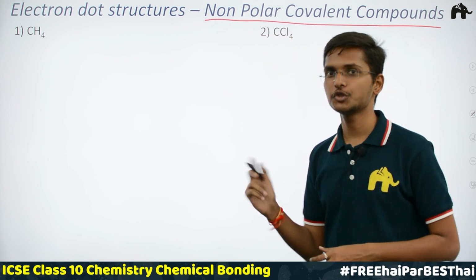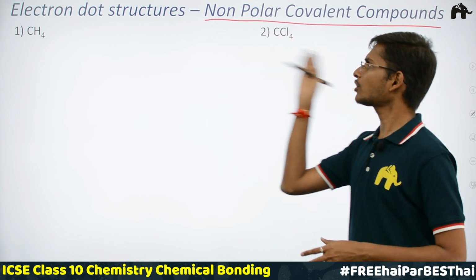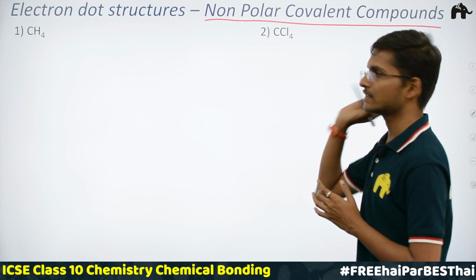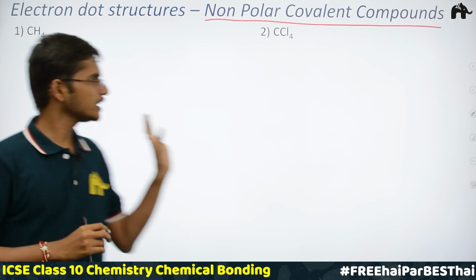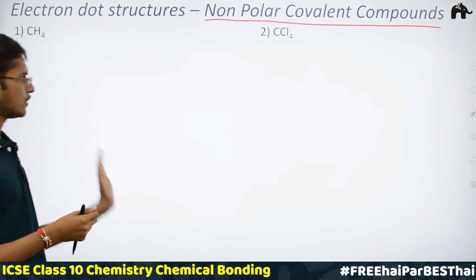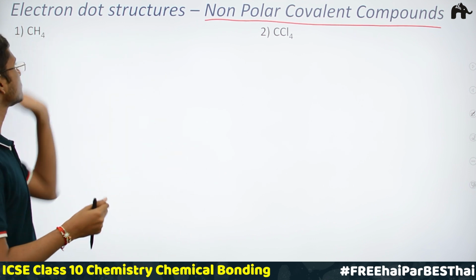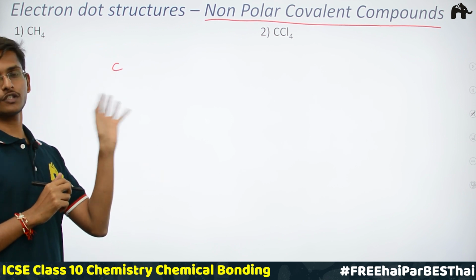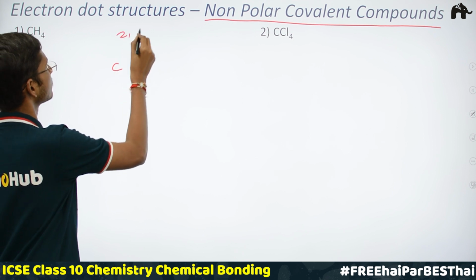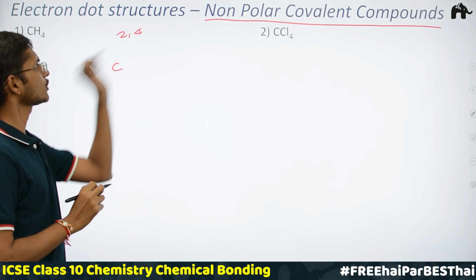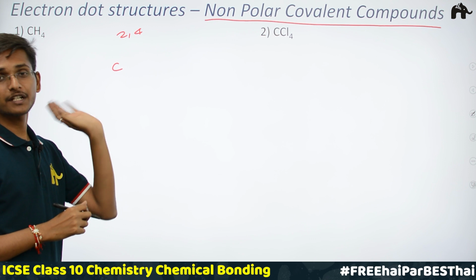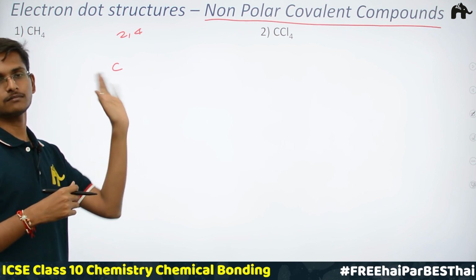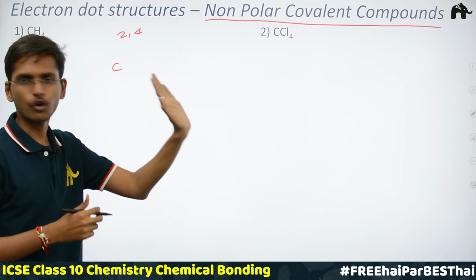Now moving ahead, we are going to see the electron dot structures of non-polar covalent compounds. Not molecules, compounds. So we have 2 non-polar covalent compounds which we have to study: CH4 and CCl4. Let's try to figure out how CH4 is formed. You could easily draw the electron dot structure of CH4, methane. Carbon has 4 electrons in its outermost shell, right? 2, 4. Its electronic configuration is such that it is in desperate need of 4 more electrons, so that it would attain octet and become stable with the electronic configuration of neon.